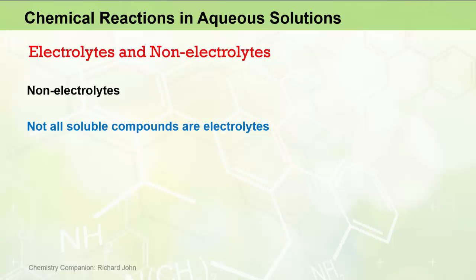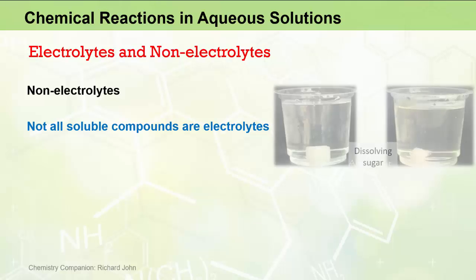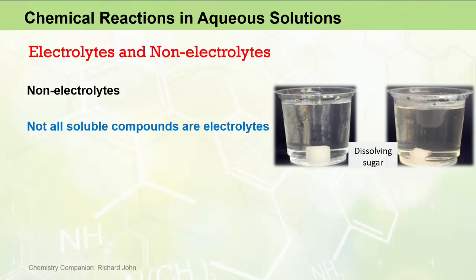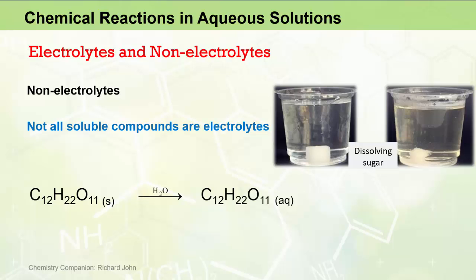You may therefore think that any substance that dissolves in water will produce an electrically conducting solution, but that's not the case. Not all soluble compounds are electrolytes, and in fact we have many molecular compounds, for example sucrose or sugar, that can dissolve in water but do not produce ions. We can represent this process as solid sucrose, C12H22O11, in its familiar solid crystalline form, being transformed into dissolved sucrose or dissolved sugar as represented by the aq subscript. And it does this without breaking apart into ions. In fact, there are no individual ions in the molecular sucrose structure.